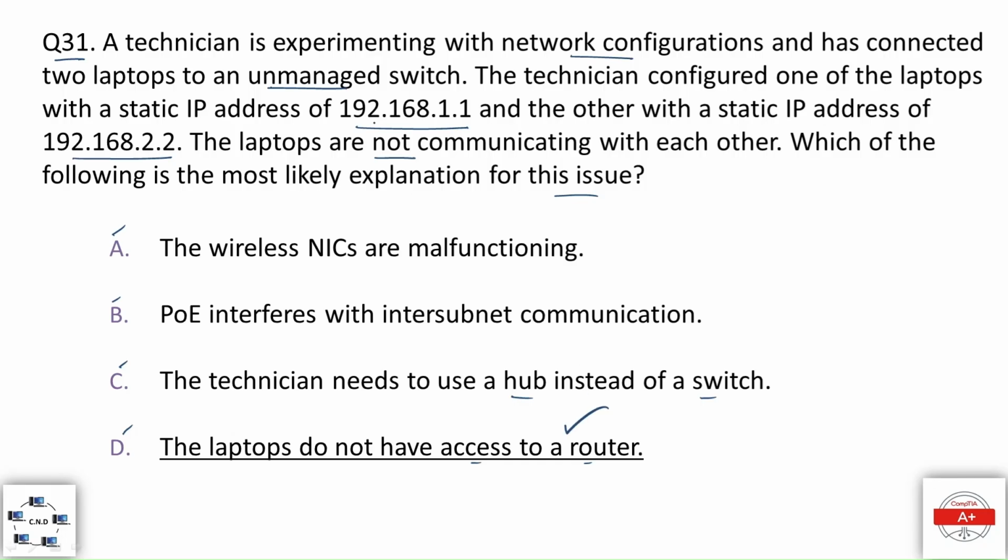Remember, when we are trying to communicate between two different networks, as we can see that this network 1.1 is different from this network 2.2, in order to communicate between these two different networks, we need a router between them. A simple switch or a managed switch cannot do routing. For this, we need a router or a layer 3 switch. A layer 3 switch can also do routing. But without a router or layer 3 switch, we cannot communicate between different subnets or different networks.